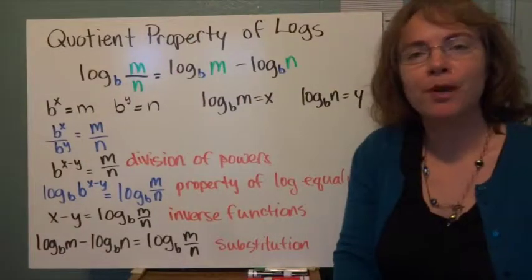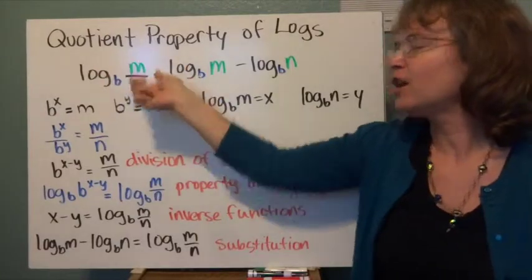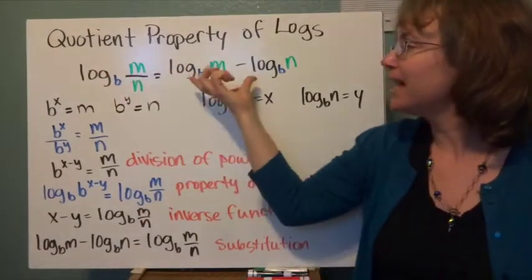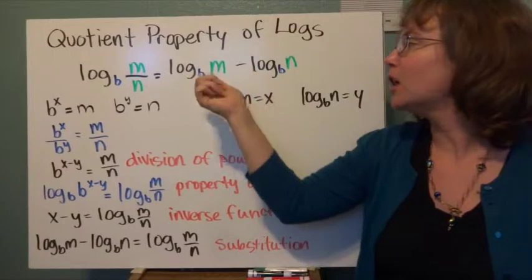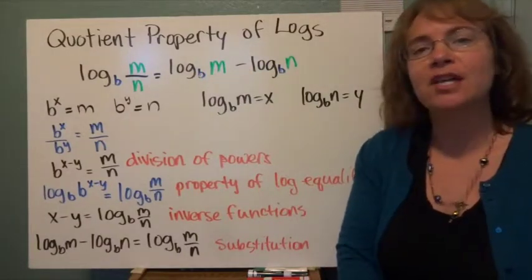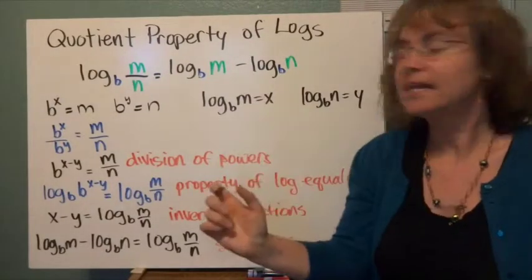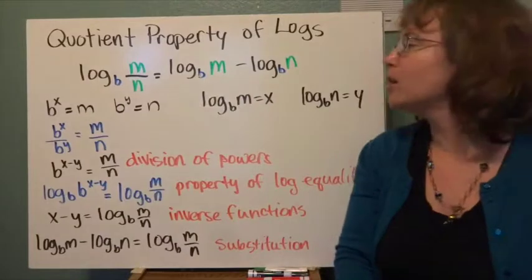The quotient property of logarithms. When you have a log and you're taking the log of a quotient, you can rewrite that as two different logs, subtracting them. So it's much like our exponential properties, where you have a division with the same base and you can subtract the exponents. So the same is true with logarithms.